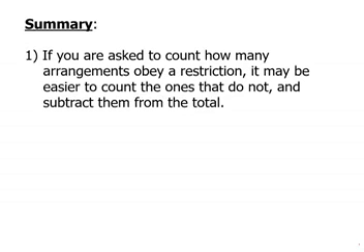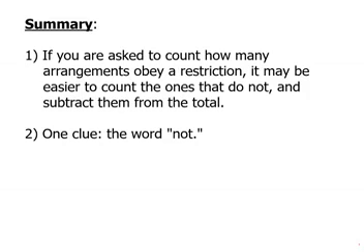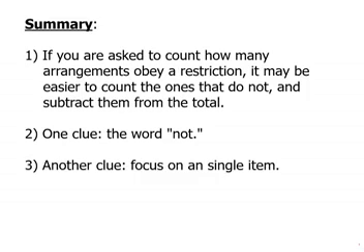If you are asked to count how many arrangements obey a restriction, it may be easier to count the ones that do not and subtract them from the total. So certainly one clue is the word not. Another clue is if there's a restriction that is just focused on a single item, this single item must be included, then it might be easier to count all the ways that that single item is not included.